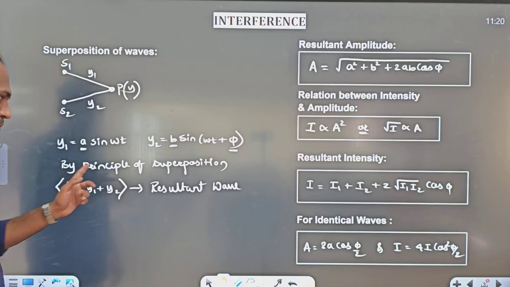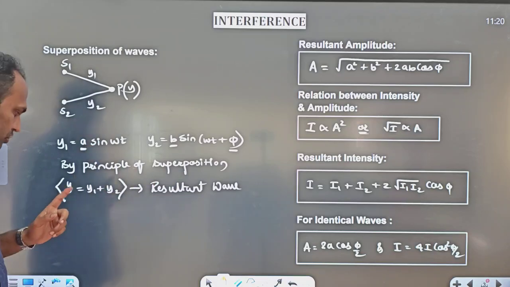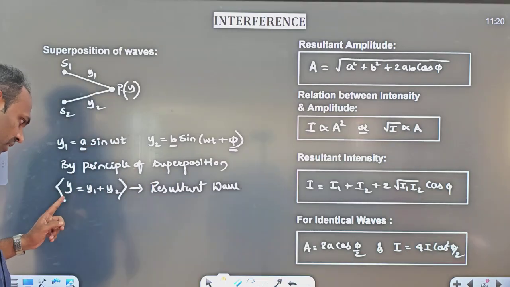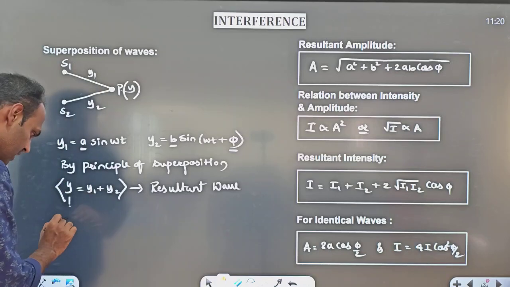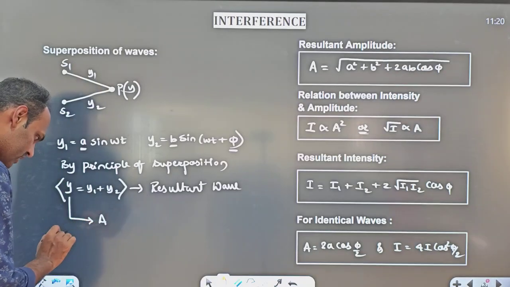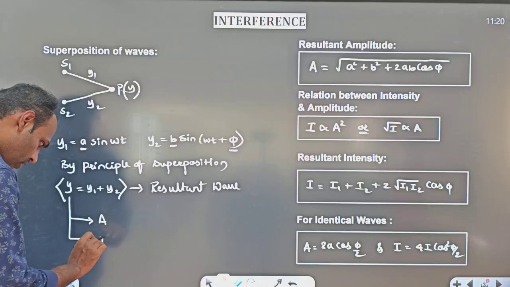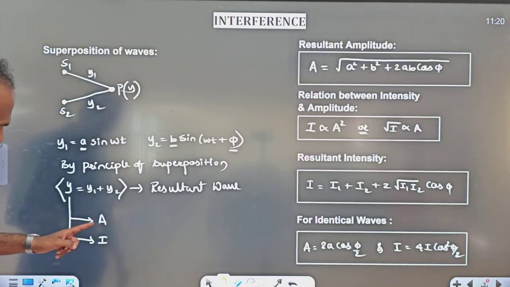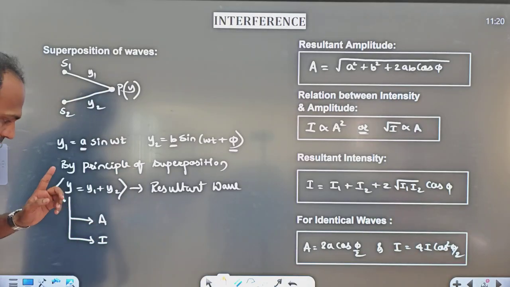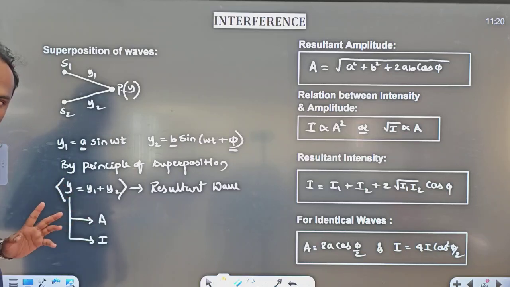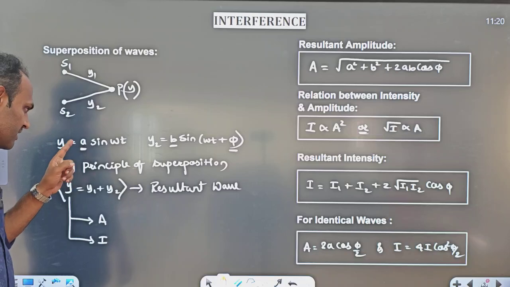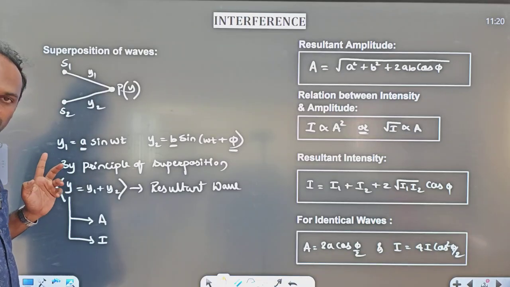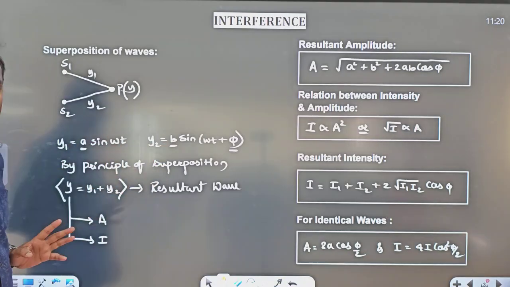When these two waves get superposed, by the principle of superposition, the resultant wave is given by y is equal to y1 plus y2. This is the resultant wave. And this resultant wave will have an amplitude called A, and it will have an intensity called I. These are called resultant amplitude and resultant intensity. A is the amplitude of wave Y1. B is the amplitude of wave Y2.